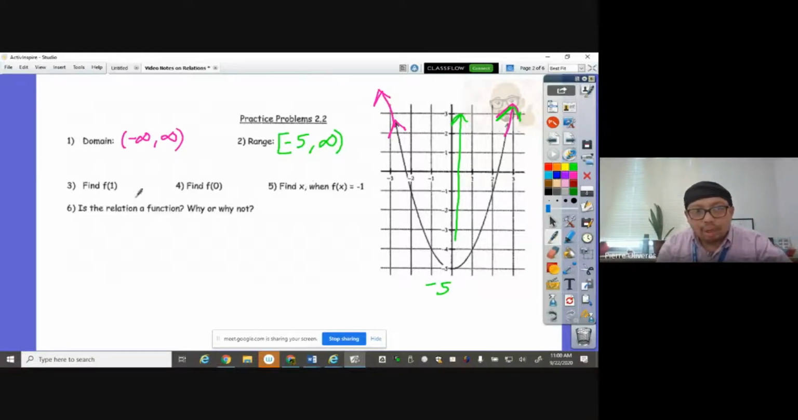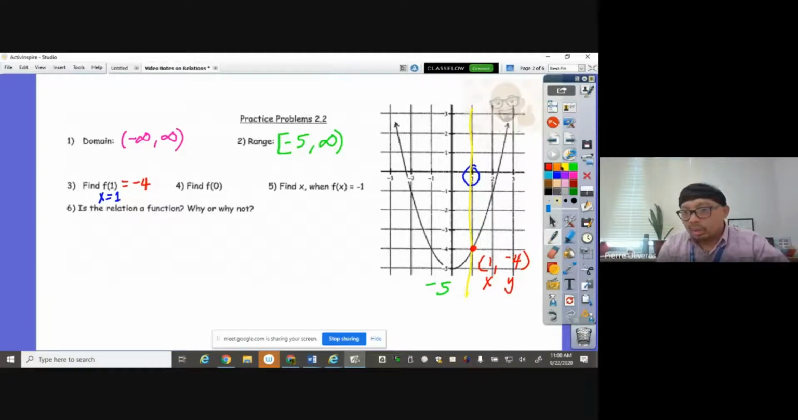Find the f of 1. Again, the meaning of this one is: what is the value of y when x equals 1? So look at the 1 on the x-axis. Let me erase this so it looks neat. So x equals 1. The 1 is right here on the x-axis. Draw a vertical line that passes through that 1, and see if it crosses the graph. Yes, it did. It crossed this point here. What is that red point? 1 comma negative 4. So therefore, if x equals 1, the value of y is equal to negative 4. So the answer here is negative 4.